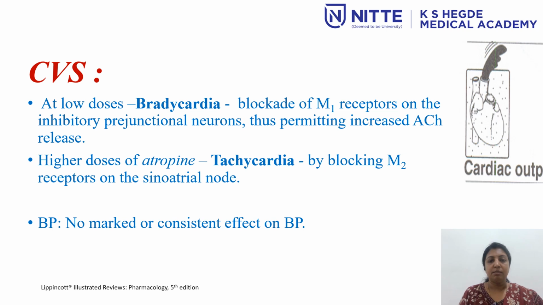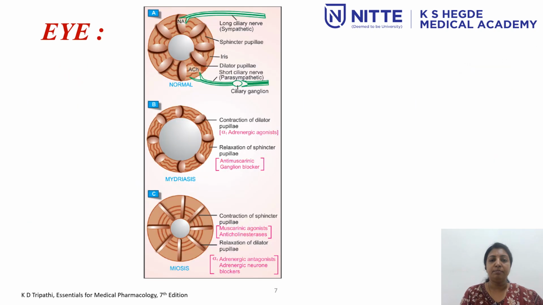On the cardiovascular system, at low doses, atropine usually produces bradycardia. That is due to the blockade of the M1 receptor on the inhibitory prejunctional neurons, thus permitting increased acetylcholine release. But the significant effect of atropine is tachycardia. Higher doses of atropine usually produce significant tachycardia, by blocking the M2 receptors on the SA node of the heart, through which the vagus reduces the heart rate. And there is no marked or consistent effect on the BP.